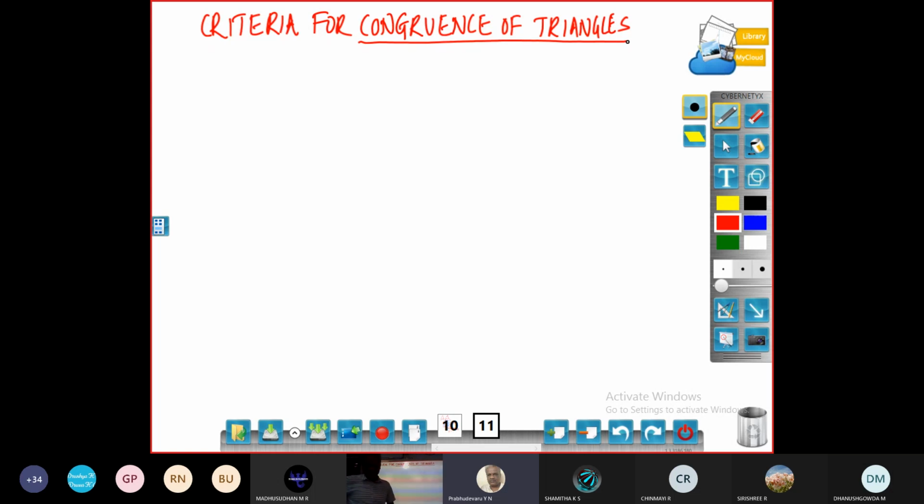So now we can do one activity. Take 2 triangles with the measurements like this. This is one. Another one is with the same length. I take this is 3 centimeter and this is 3 centimeter. So if I give the condition, this is a line segment having 3 centimeter, this is a line segment having 3 centimeter. Now you can construct 2 triangles with this common one side equal.